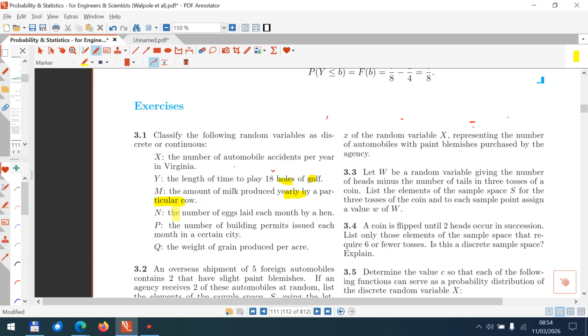The next one, number of eggs laid each month by a hen. Discrete, because you can distinguish one egg from the other. This is the main thing. If you can distinguish things from each other, here automobile accidents, you can distinguish one accident from another accident. And number of building permits issued each month in a certain city, discrete. The weight of grain produced per acre.